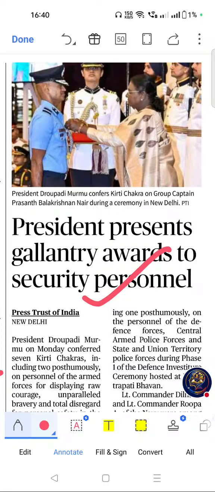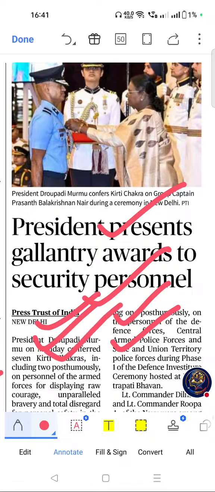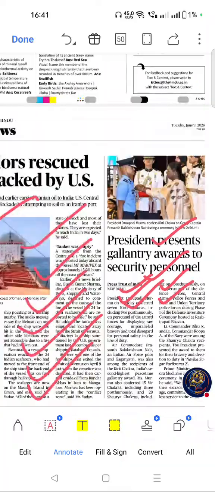President presents gallantry awards to security personnel. If you see the importance, gallantry awards are frequently asked in SSC and State Public Service Commission exams, and it is important for defense current affairs. Possible question areas are Kirti Chakra, Vir Chakra, and Shaurya Chakra. Please go through this one. This is very important. Next important article.